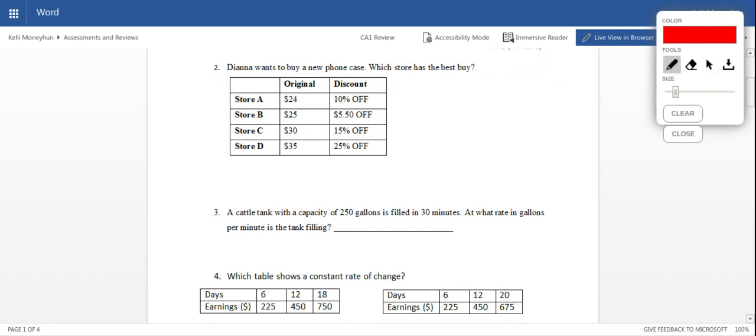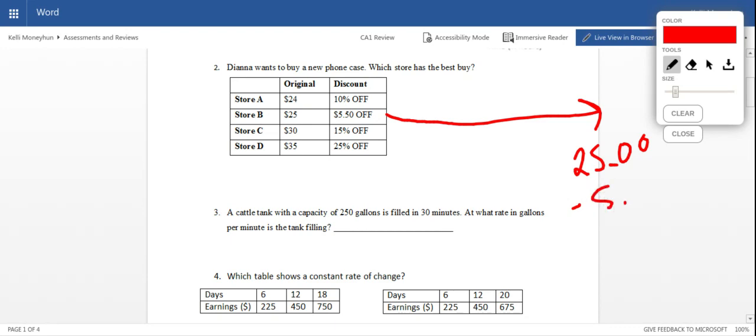All right, this next one, this is Diana wants to buy a new phone case. Which store has the best buy? So which one is the cheapest? So each one tells us something different. Okay, store A is $24 with a 10% discount. Store B is $25 with $5.50 off, and etc. Okay, they're all different. So what you're gonna have to do, except for this one's easy. Okay, it's $25 and they're just giving you $5.50 off, you're just subtracting.